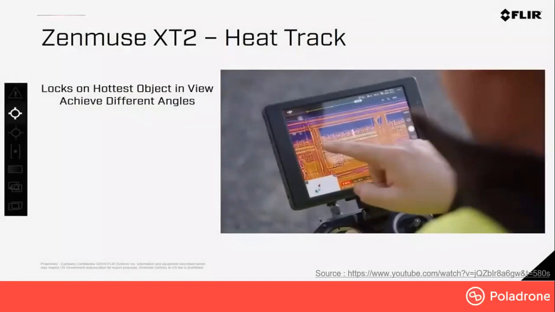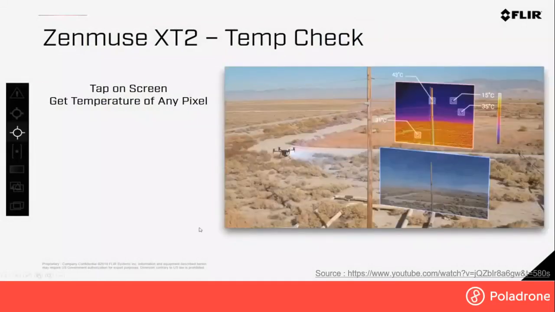After that, along with the heat track function, it comes with a temperature check function. With this intelligent function, you can see the highest temperature and also the different temperatures of everything inside the screen by tapping on the screen itself. Like in the picture, you tap on the blue sky and you get the temperature of the sky, and you tap on the object and you get the temperature of the object. So this is the temperature check function of the Zenmuse XT2.